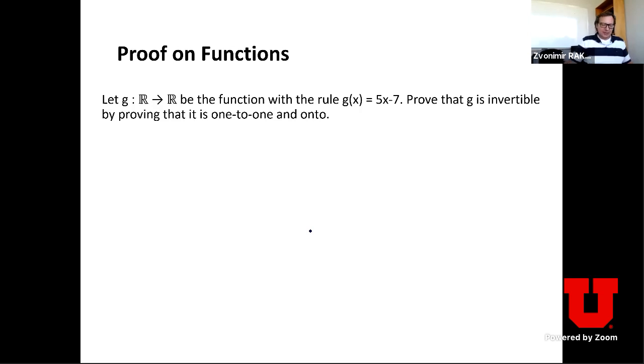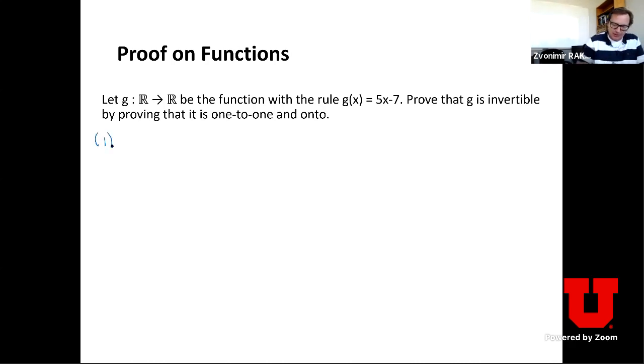Okay, let's do a simple proof on functions. So we have a function g that maps real numbers into real numbers. And the rule is g of x is equal to 5x minus 7. We want to prove that g is invertible by proving that it's both 1-to-1 and on-to. So if you remember from the lectures, the definition of invertible is that a function is invertible if it's both 1-to-1 and on-to. Okay, so let's do 1-to-1 first. 1-to-1 is usually a little bit easier.